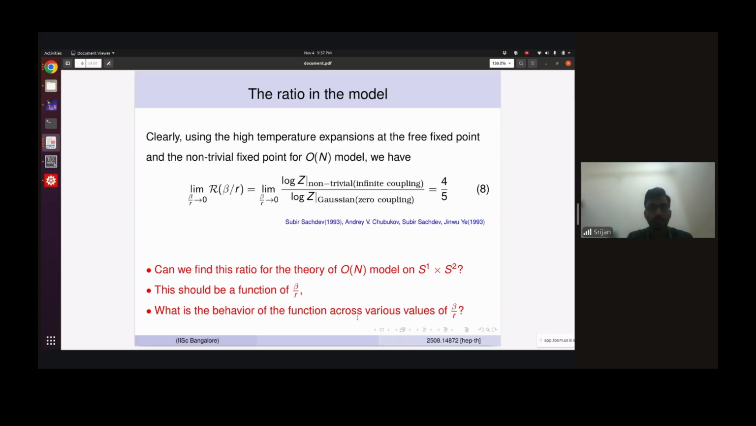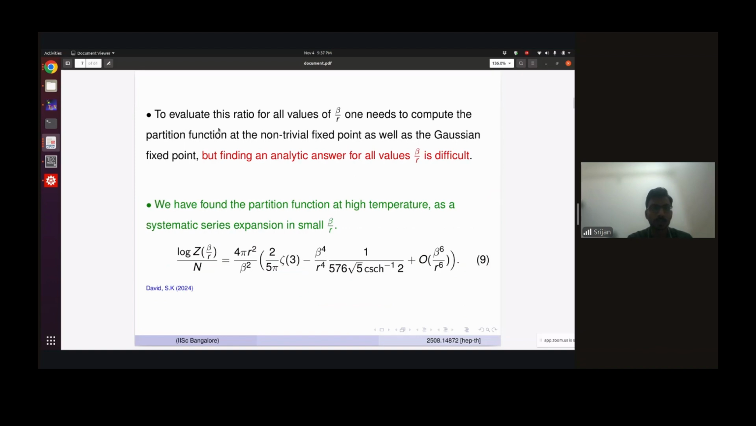Okay, so to answer that question, or to evaluate this ratio for all values of beta by r, one needs to compute the partition function at the non-trivial fixed point as well as the Gaussian fixed point. But finding an analytic answer for all values of beta by r is difficult. So what do we have in our hand? We have found the partition function at high temperature as an order by order expansion in small beta by r. There are higher order terms which we have also evaluated. For illustration, we are not showing all the orders here.